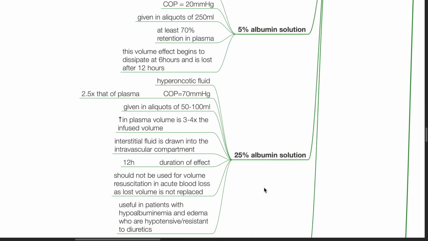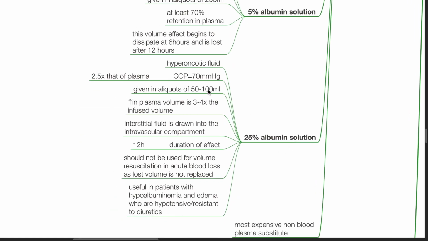25% albumin solution is hyperoncotic. COP is 70 mm mercury, which is 2.5 times that of plasma. It is given in aliquots of 50 to 100 ml. The increase in plasma volume is 3 to 4 times the infused volume. Interstitial fluid is drawn into the intravascular compartment. Duration of effect is 12 hours.